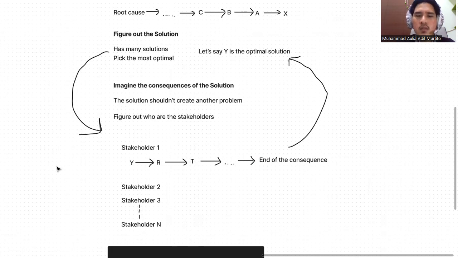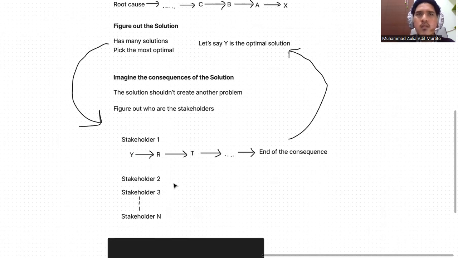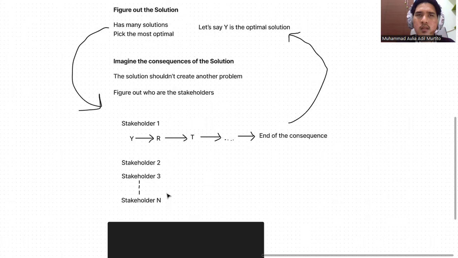Well, ideally, each stakeholder has to have their consequences imagined. So for stakeholder 2, what will happen to them? For stakeholder 3, what will happen to them? And so on. So we have to think about each stakeholder, ideally. We have to imagine the consequences for each stakeholder, ideally.